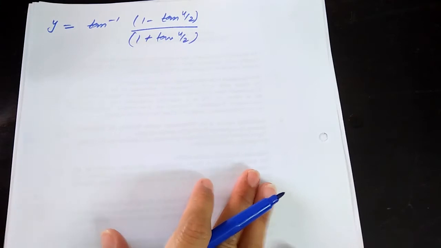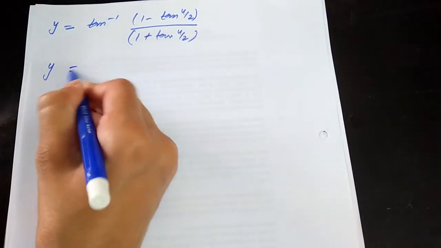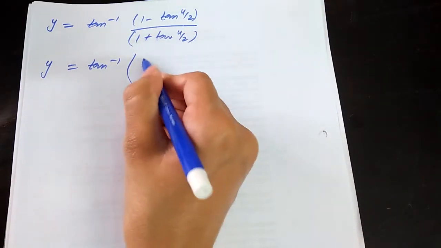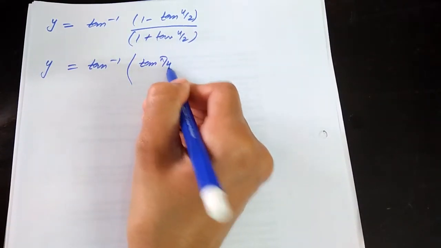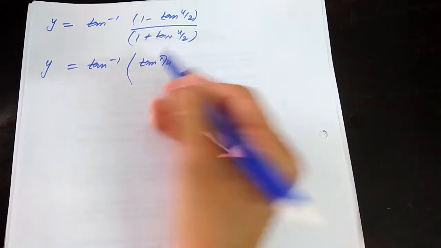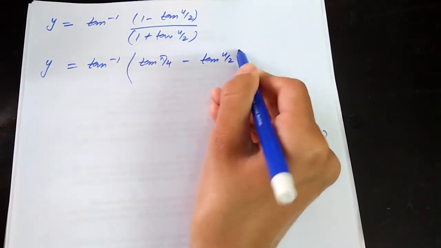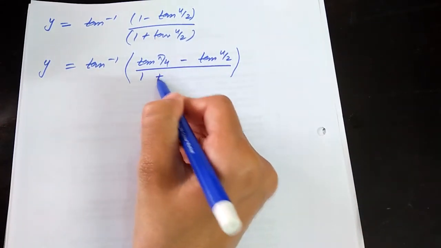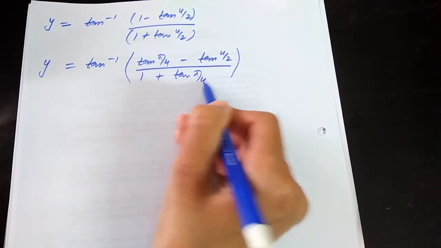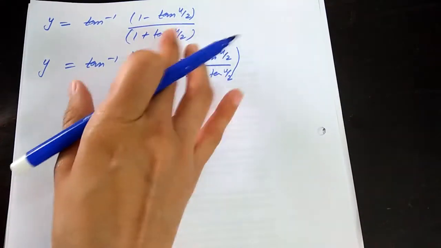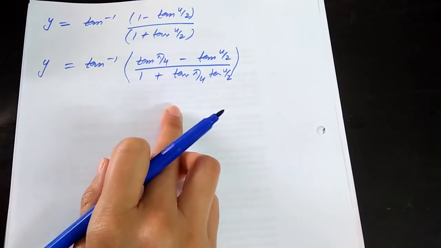Now we know that we can write it as y is equal to tangent inverse, and this can be written as tangent pi by 4, because we know that tangent pi by 4 will give us 1 in our answer, times tangent u by 2, divided by 1 plus tangent pi by 4 times tangent u by 2. This will not alter the previous equation.